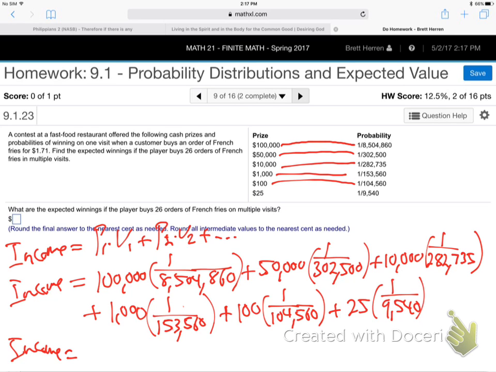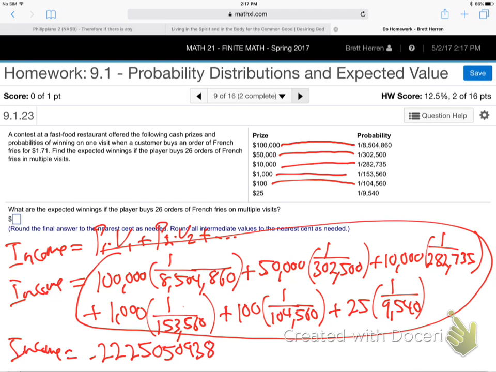Okay, I'm getting 0.2225050938. Did you guys get that? I'm not done yet. That's all of this. I just put those guys in the denominator. Does that make sense? I just did 100,000 over this one plus 50,000 over, right? Because the whole numbers just go to the top, don't they? Right? These are just fractions. Plus 10,000 over 282,735. Just add them all up. I got the 0.2225050938. Now, that's the expected amount we would receive.